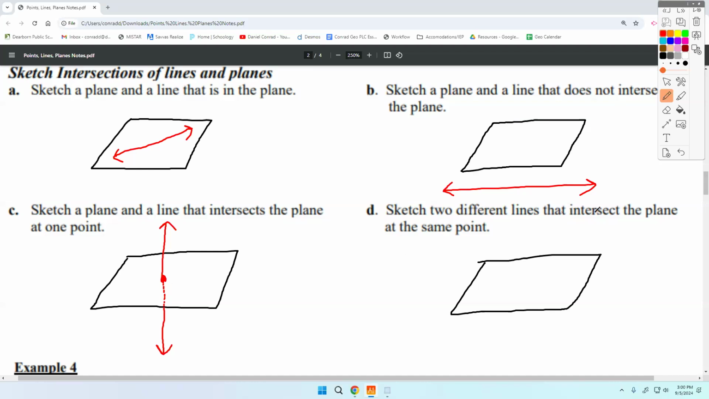And then D, sketch 2 different lines that intersect the plane at the same point. So let's say they intersect here. I'm going to draw one going up this way. Then it goes down through the plane. And I'm going to draw another one up here. And again, it's going to go down through the plane this way. And there would be 2 lines intersecting the plane at one point, the same point.